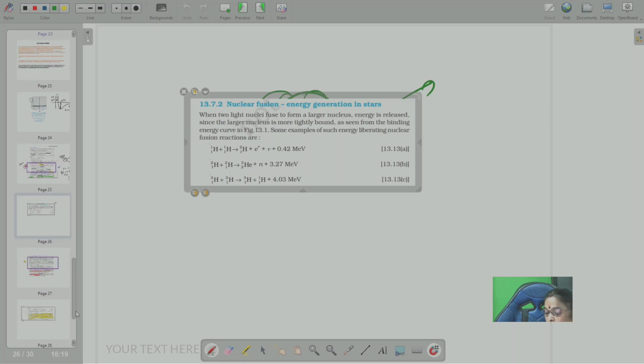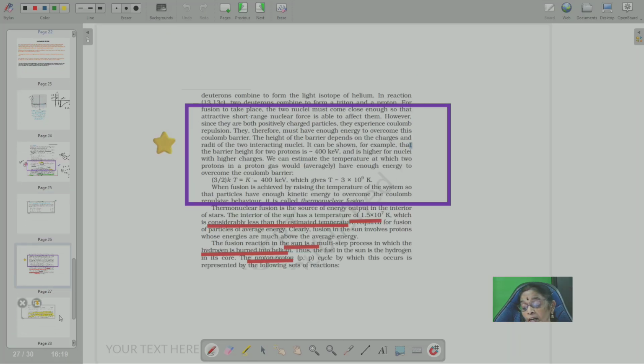And the last one I would like to narrate is about nuclear fusion. We have already seen that the neutron combined to form the lighter isotope of helium. In the reaction, 2 deuterons combine to form triton and proton. For fusion to take place, the 2 nuclei must come close enough so that the attractive short range nuclear force is able to affect them. It has to come very much closer. It requires a large amount of energy.